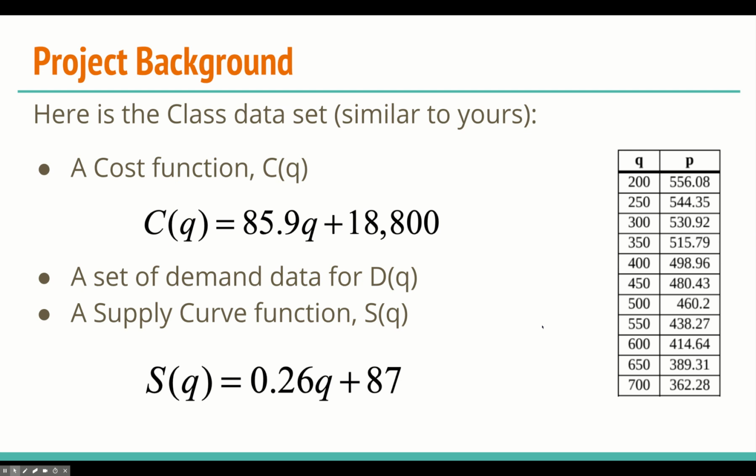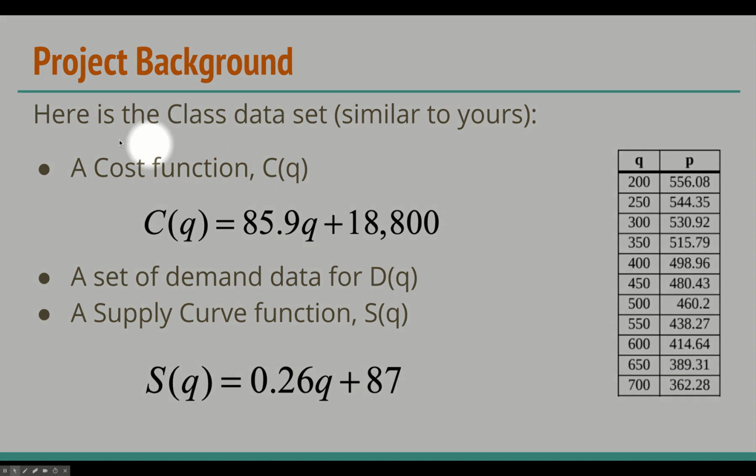Here's what we call the class data set. This is similar to what you're going to receive, which will be very similar, but will be randomized and so different than what you see here. In the class data set, we'll use these pieces of information to show you how to apply the ideas from the course to your own project data. We'll each get 3 basic pieces of information. The first one is going to be a cost function, C of Q, which tells you the total cost C to produce a quantity Q of the item that your company is trying to sell.